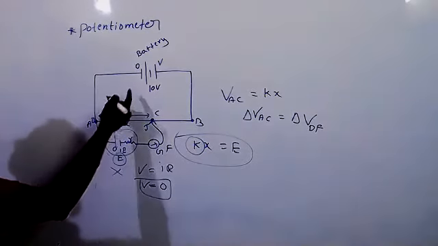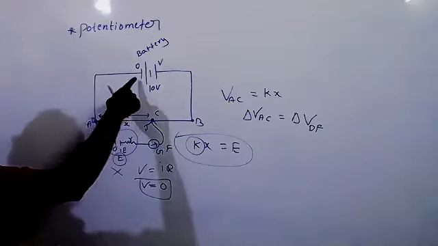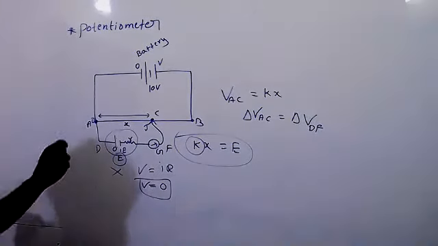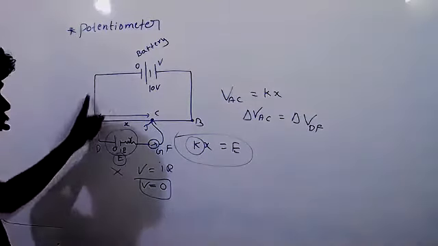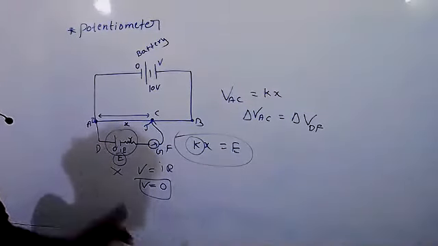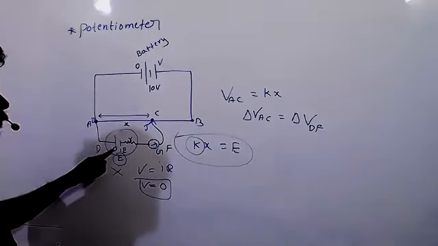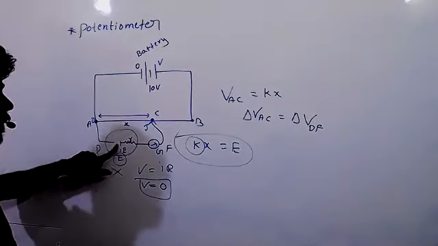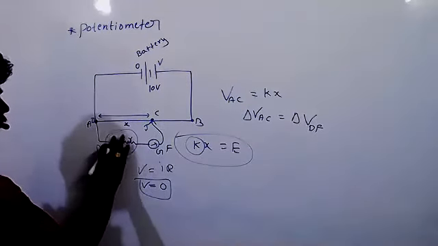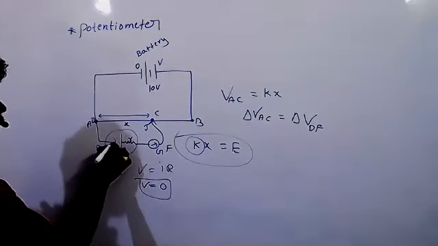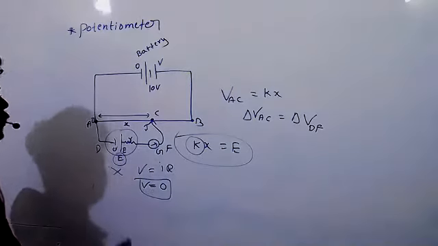See, polarity should be the same for EMF and potential difference. First note. What is the note? When they give a circuit, you have to observe carefully that potential difference and EMF polarity should be the same. If it is negative, it should be negative. Remaining should be positive. Polarity should be like that. Then only you can calculate EMF. Otherwise, you can't calculate.